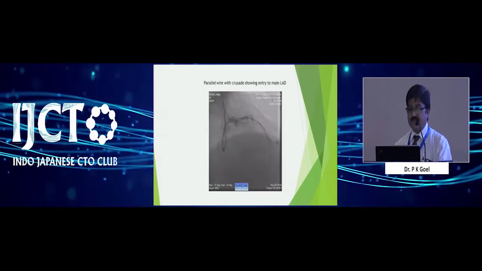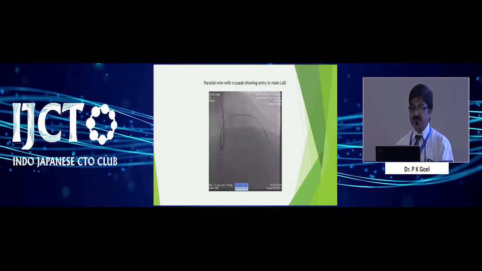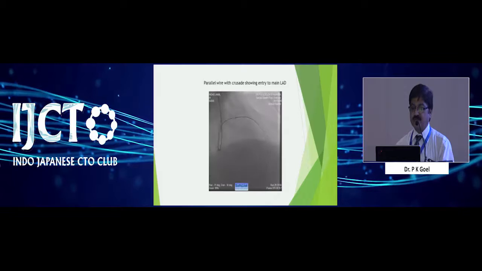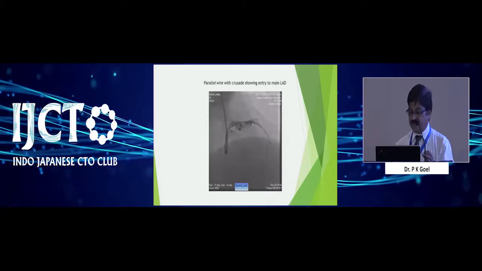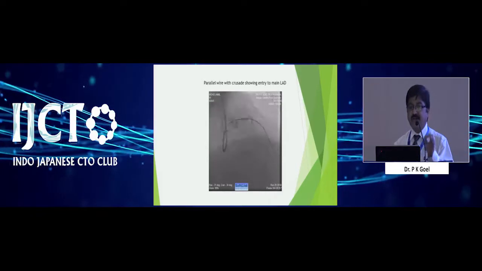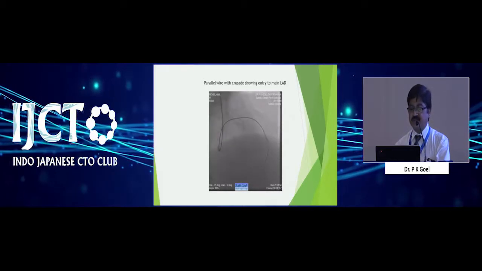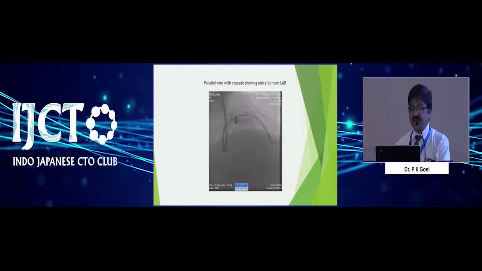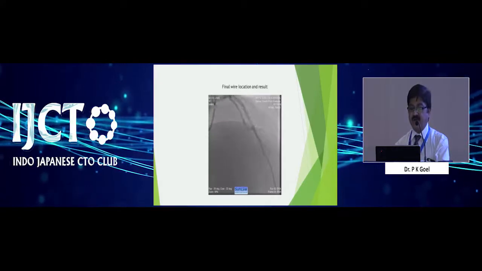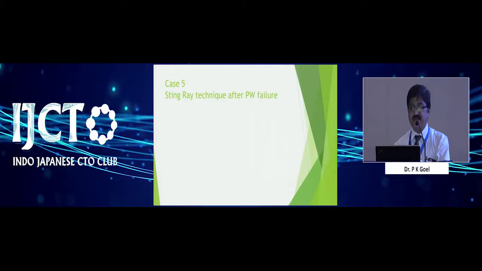So we have a double lumen catheter. You see the two markers here distally on the double lumen catheter. And now we have a Conquest type wire, because now you have to use a penetrating technique. And this is trying to enter the main LAD and the final wire location, and we can complete the case.